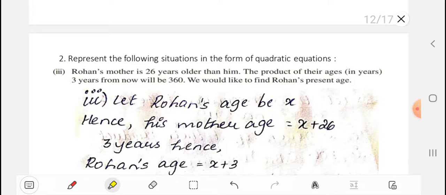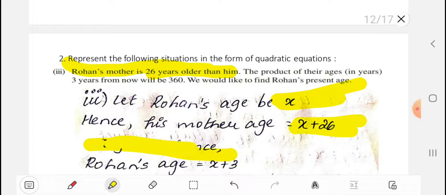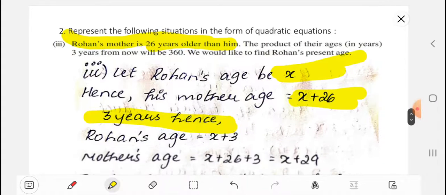Let Rohan's age be x, hence his mother's age will be x plus 26, because they have given in the question that Rohan's mother is 26 years older than him. What does 3 years hence refer to? 3 years later, Rohan's age will be x plus 3. Mother's age will be x plus 26 plus 3, which is nothing but x plus 29.